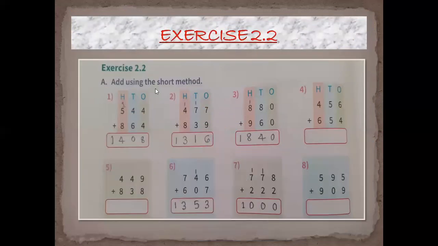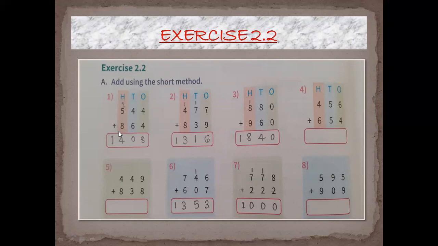Now exercise 2.2. Here also, first add using the short method. First one, 544 plus 864. Here also we first add the ones place digits. 4 plus 4 equals 8, and then 4 plus 6. We keep 4 in our mind and take 6 fingers in our hand. 4 after 5, 6, 7, 8, 9, 10. We write this 0 in the tens column and carry 1 to the next hundreds column.